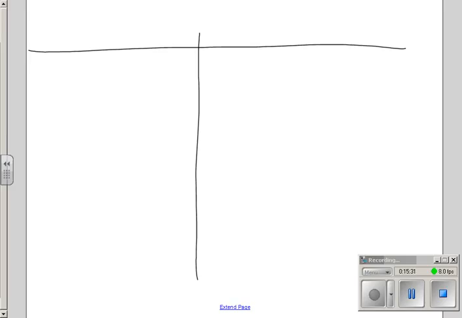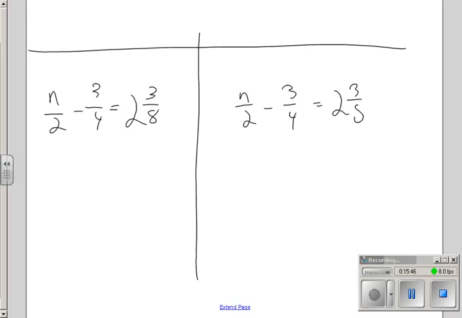First one is n over 2 take away 3/4 equals 2 3/8. And over here we'll do the same thing. Hope you're copying this down. Don't be lazy. Okay, so here we want to do the standard method of constant first, then coefficient. And over here I want you to multiply by common multiples of the denominator. Okay, have at it, press pause.